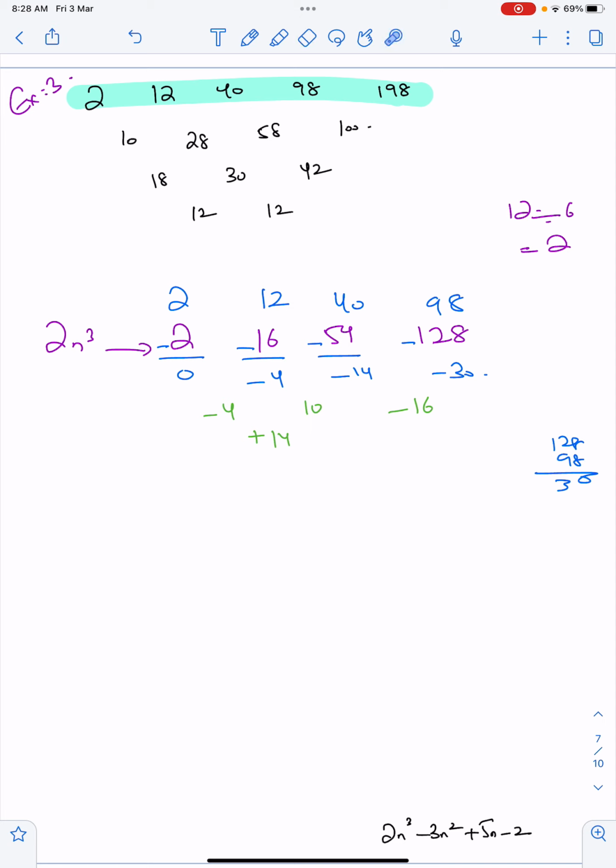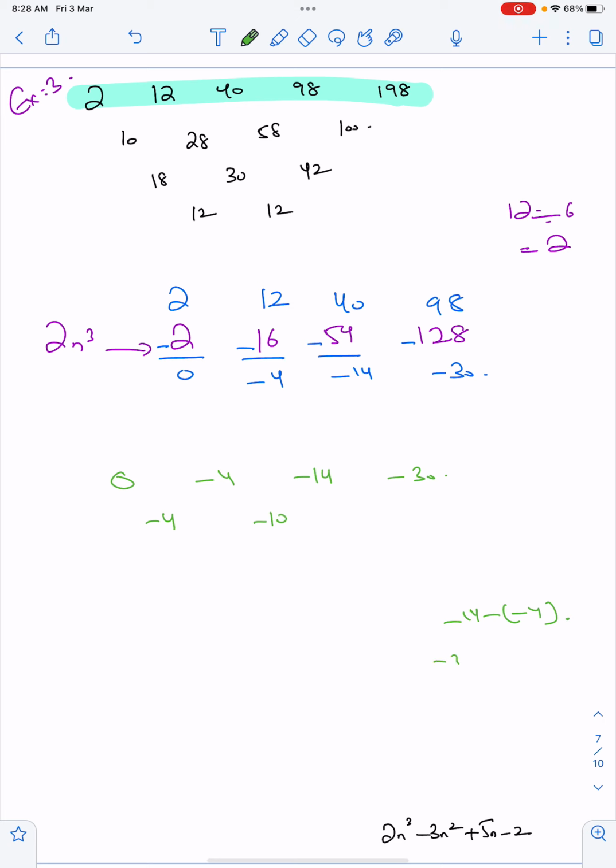Okay, so if I have to find out the formula for this sequence, let me just do it again here. 0, minus 4, minus 14 and minus 30. The difference between these: minus 4 minus 0 is a minus 4, minus 14 minus minus 4 is minus 14 plus 4, which is a minus 10, and minus 30 minus minus 14 is going to be a minus 16.